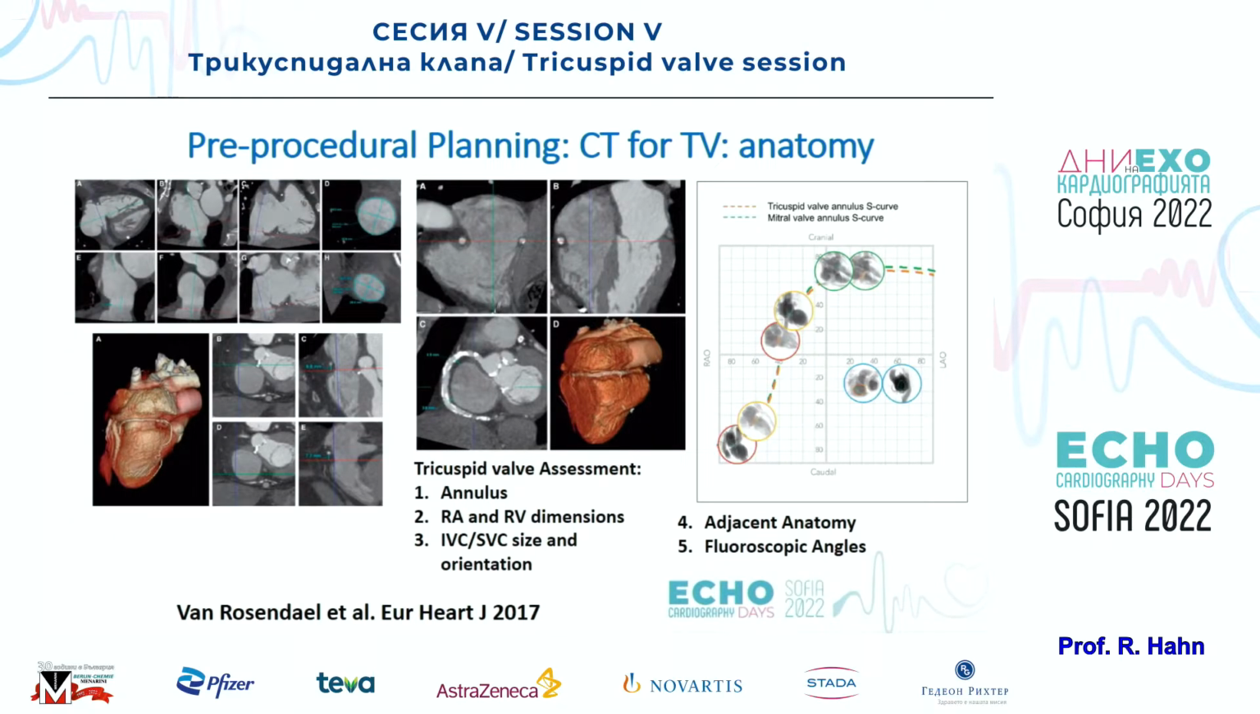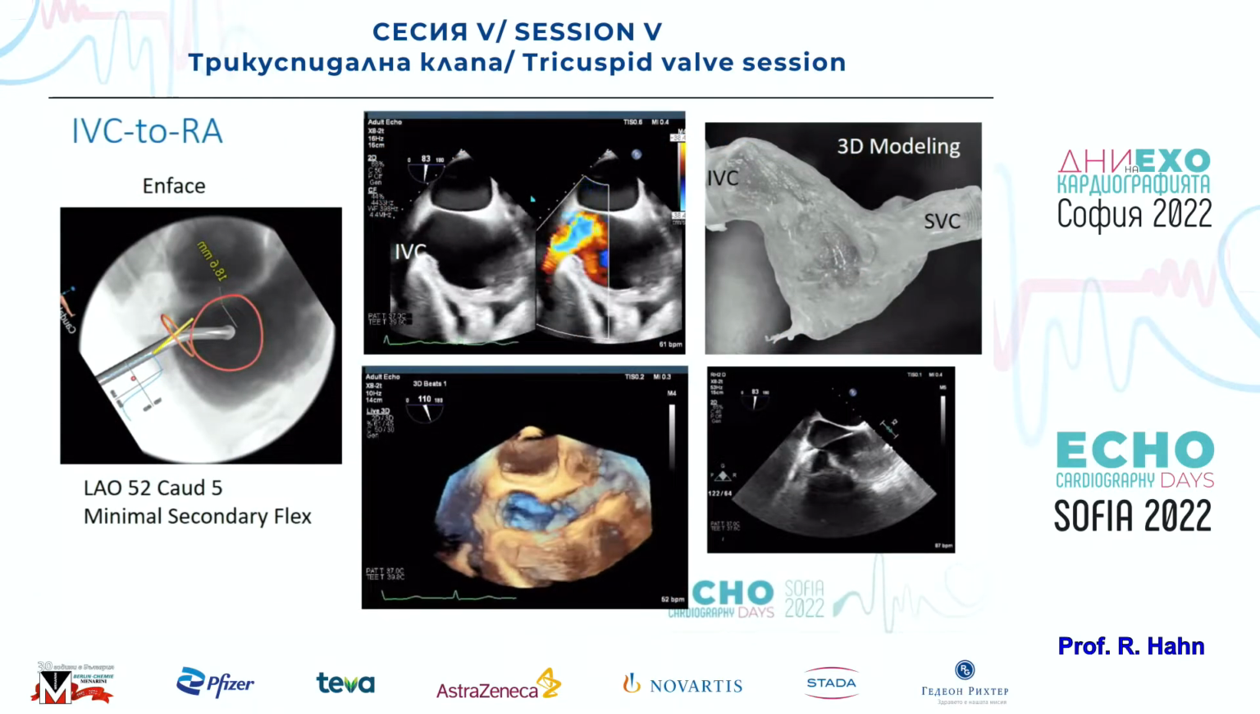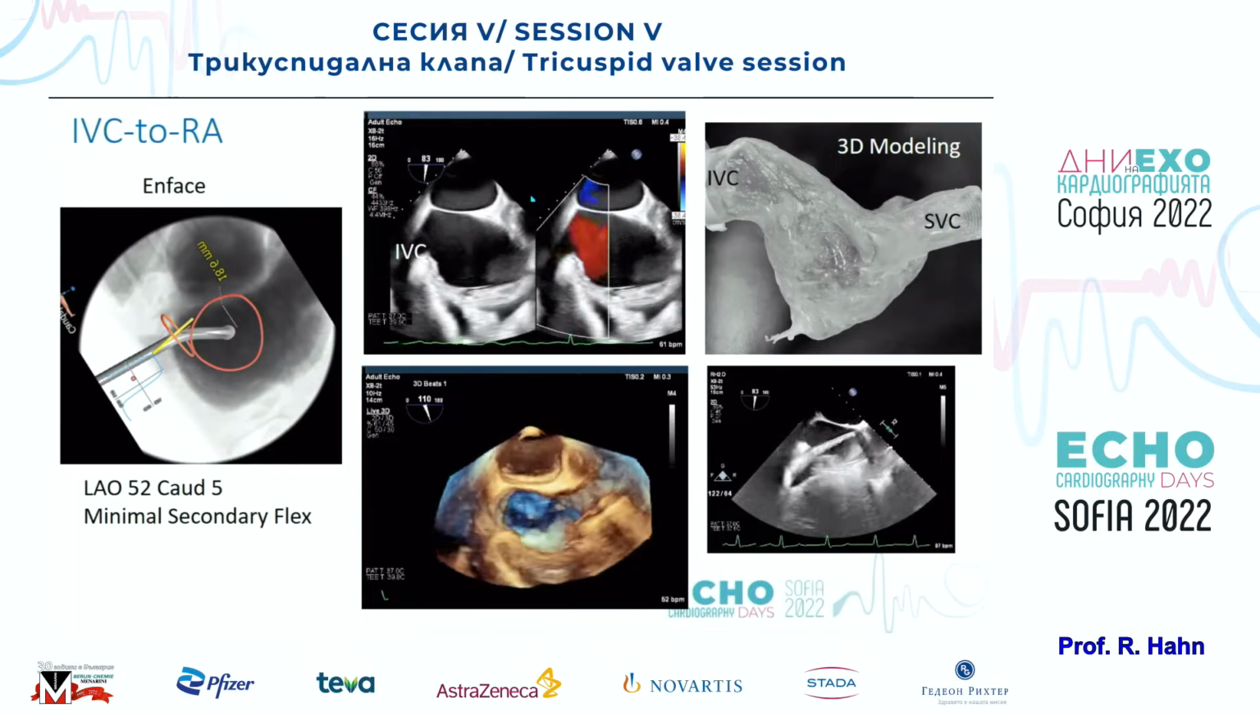It turns out that pre-procedural planning with CT scan has obviated some of those difficulties that we've had with imaging, in that we can now plan ahead for the size of the annulus, for any surrounding structures such as the right coronary, as well as the inferior and superior vena cava size and orientation, as well as estimate the fluoroscopic angles. And this is one of the things that we do, trying to correlate both CT pre-procedurally as well as the TEE intra-procedurally.